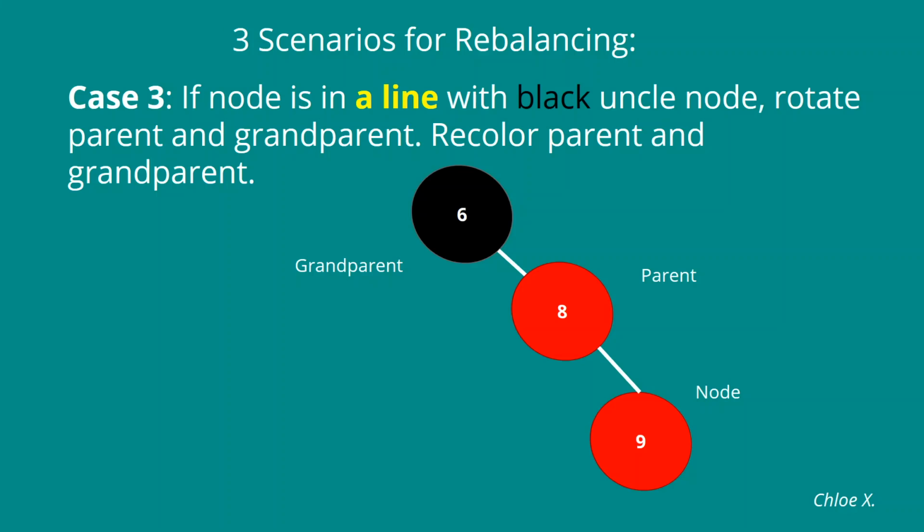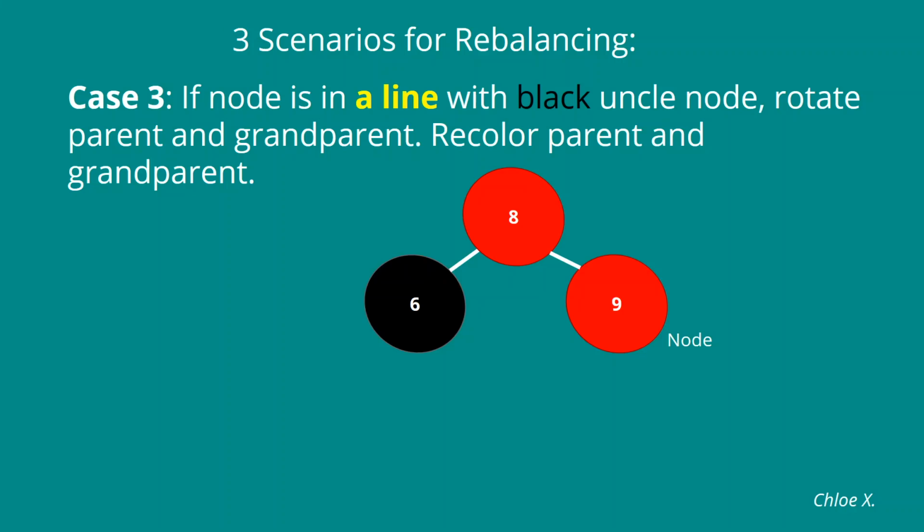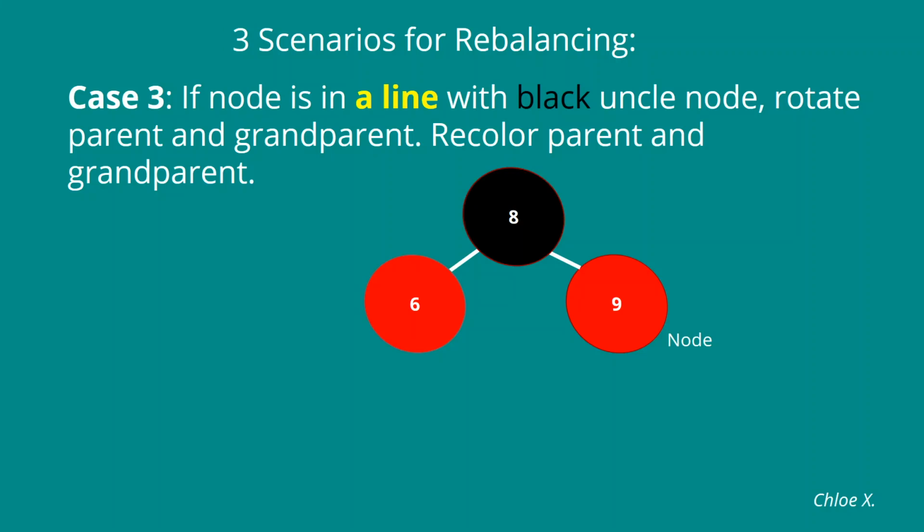remember there is a null black node to the left of the root node. Node is in a line with a black uncle node, so we rotate the grandparent with the parent. Then we recolor the parent and the grandparent. Remember to follow BST ordering property, so that the original root, which had a 6, becomes the left child of 8, the new root.